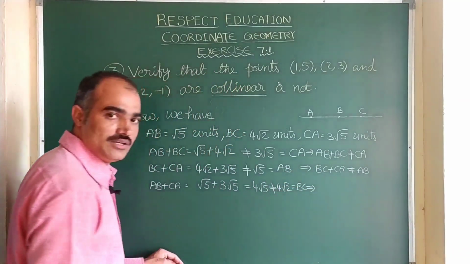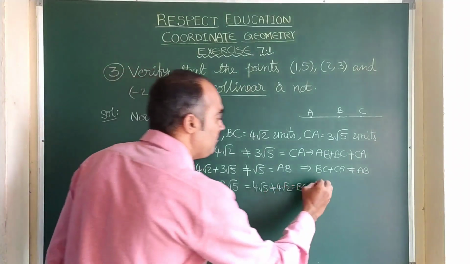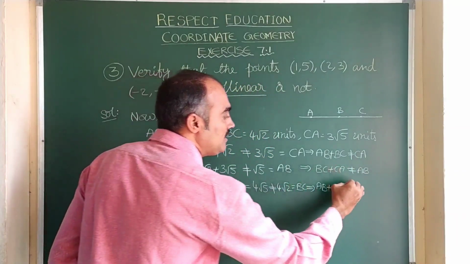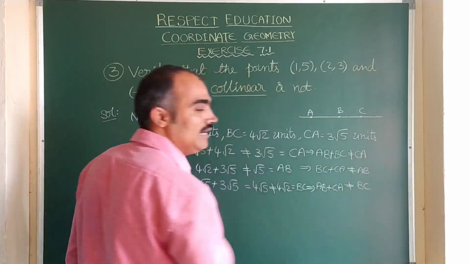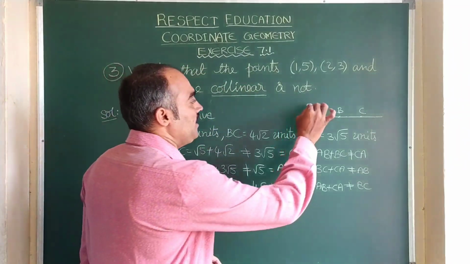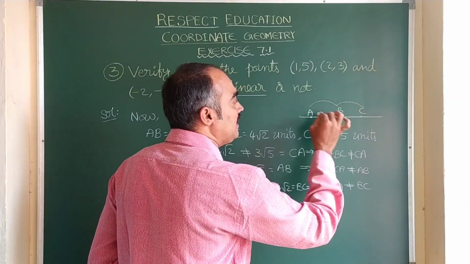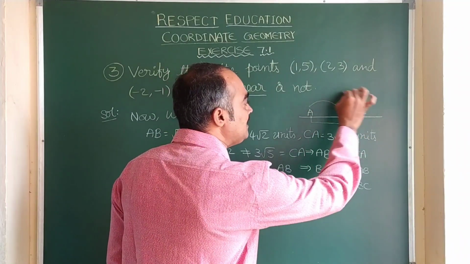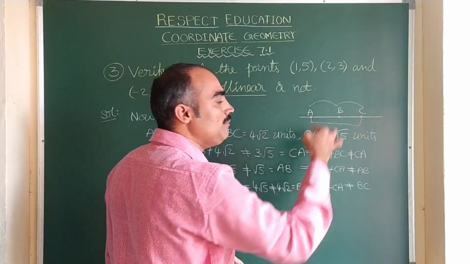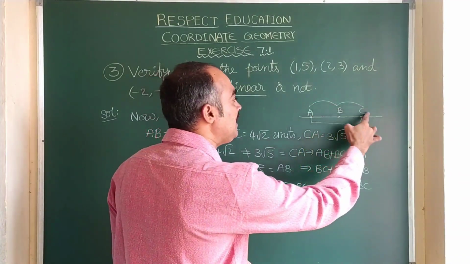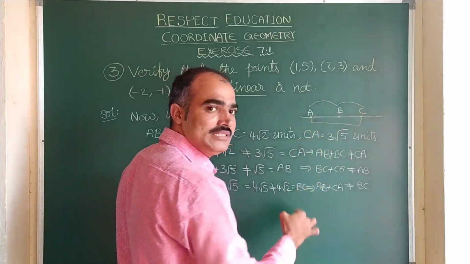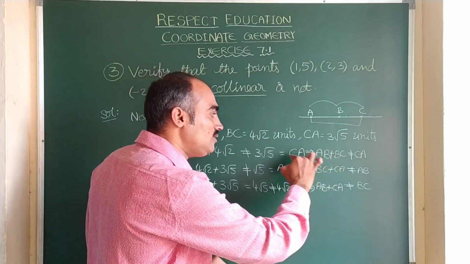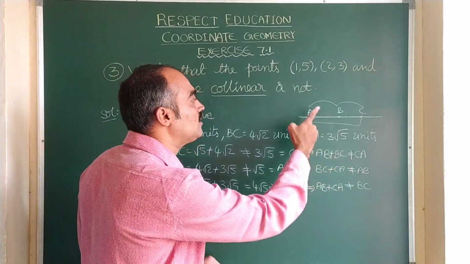That means here in the third case also, AB plus CA is not equal to BC. That means, children, if you add AB and BC, that is not giving the value of AC. If you add AC and BC, that is not giving the value of AB. If you add BC and AB, that is not giving the value of BC. That means all the three chances we have tried. If it follows any one of the chances, then the given points will be collinear.